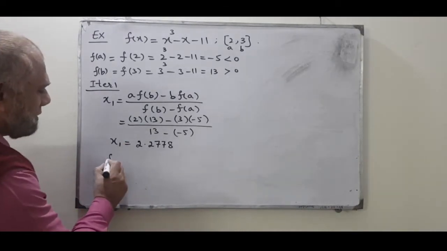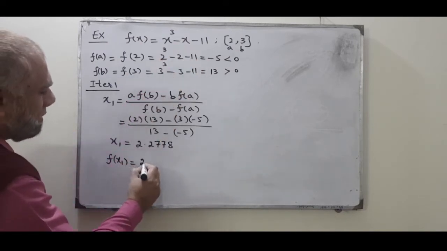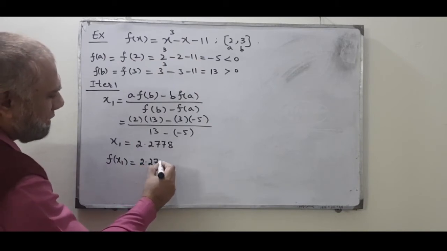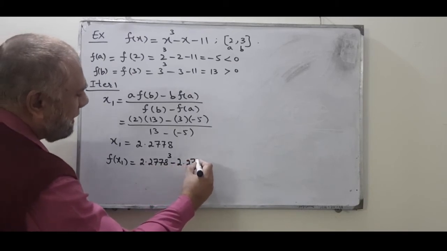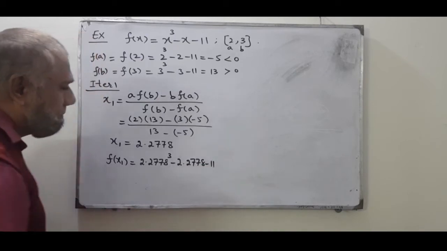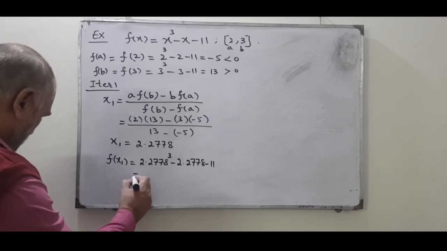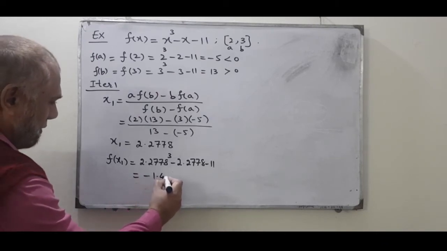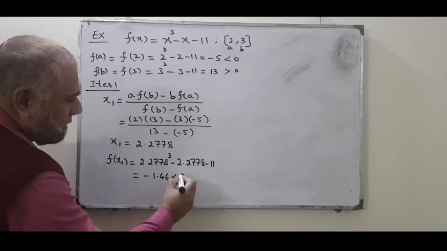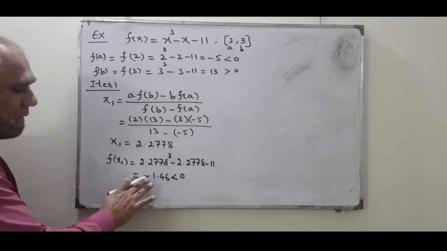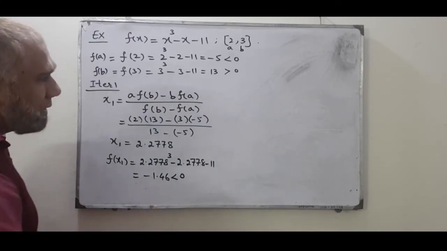Now you have to find the function's value at x1. So you have to put this into the function. This gives you 2.2778 whole cubed minus 2.2778 minus 11, and the remaining you can do using your calculators. Here we get the output minus 1.46. You can see the sign of the function output is negative. We are not choosing negative or positive; it comes after the calculation. So whatever sign comes, we have to act accordingly.